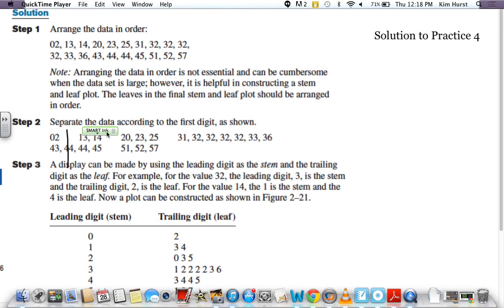Okay, here's your solution. Go ahead and double check your answer. And that's it for today.